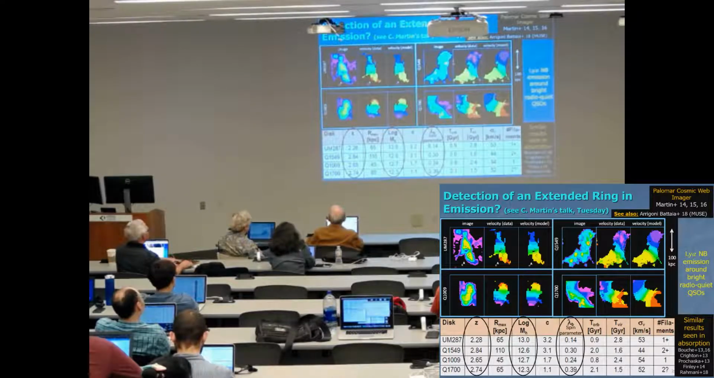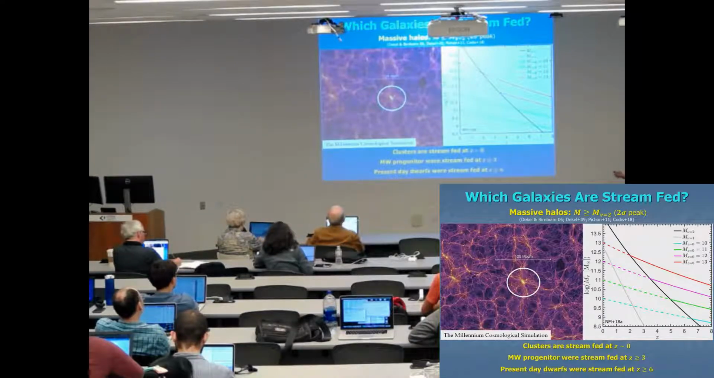So let's for the moment assume that streams are actually real and that we're actually beginning to observe them. I should note very similar observations by MUSE and very similar observations seen not in emission but in absorption in the CGM of halos. So if streams are actually real, what galaxies do we expect to be stream fed?